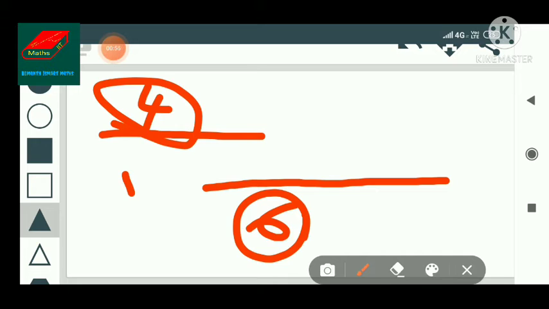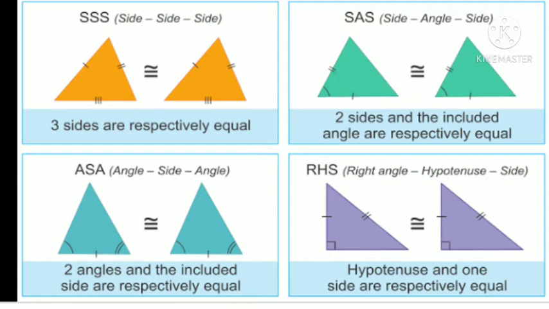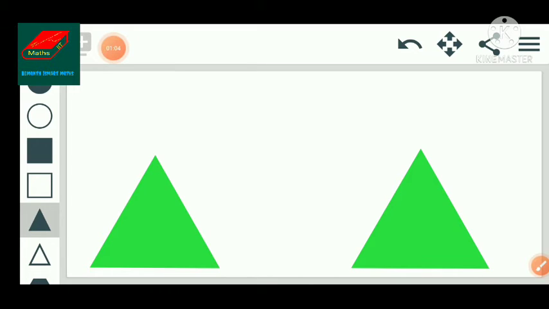Now let us learn about congruency in triangles. We have four congruency conditions to prove the congruency in triangles. The first one is SSS congruency. The S means side. Everyone knows that a triangle is formed with three sides and three angles.